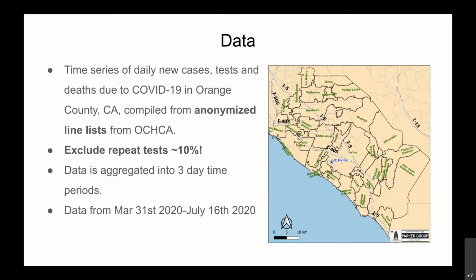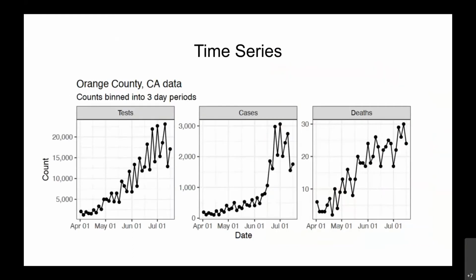And so we're going to focus our modeling efforts on transmission here. And then for various reasons, we're going to aggregate the data into 3-day time periods. This was a good balance between temporal granularity and smoothing out some of the day-to-day noise. And so we're going to consider data from March 31st, 2020 until July 16th, 2020. So this is what the data look like. We have a time series of test counts, a time series of case counts, and a time series of deaths.